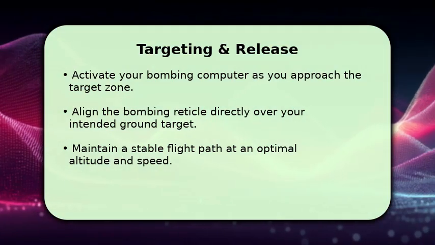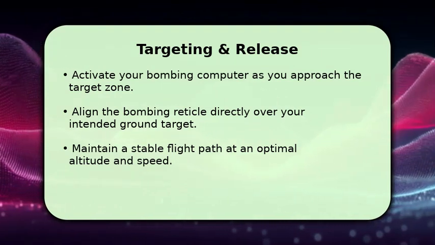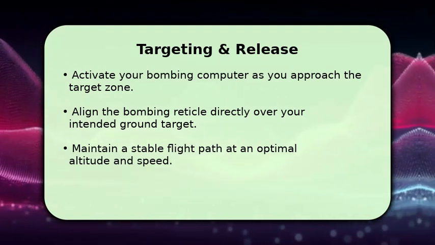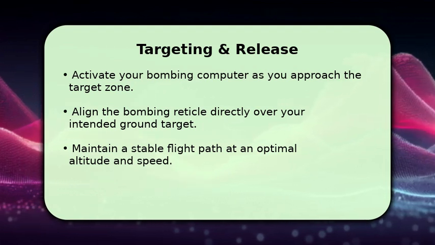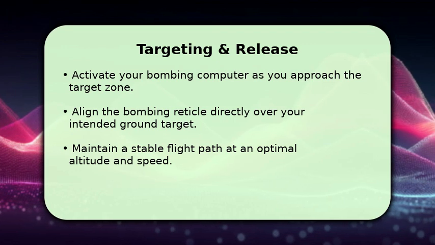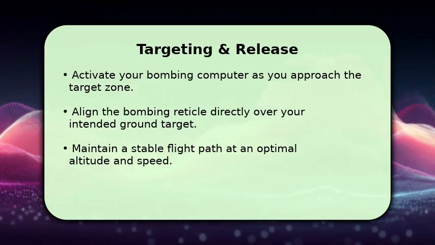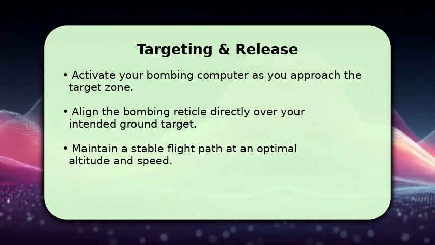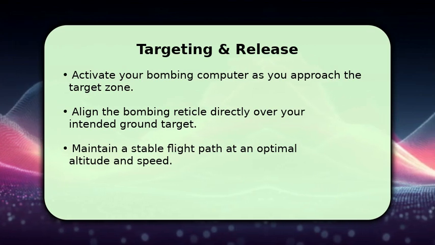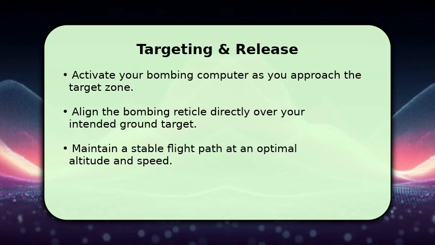Once airborne and nearing the target, activate your bombing computer to bring up the aiming reticle. Carefully maneuver your aircraft to align this reticle precisely over your desired target on the ground. It is important to maintain a steady flight path, ideally at an altitude of around 3,000 meters and a speed of 500 kilometers per hour for the most accurate trajectory. Release the bomb exactly when the computer indicates the optimal drop point.